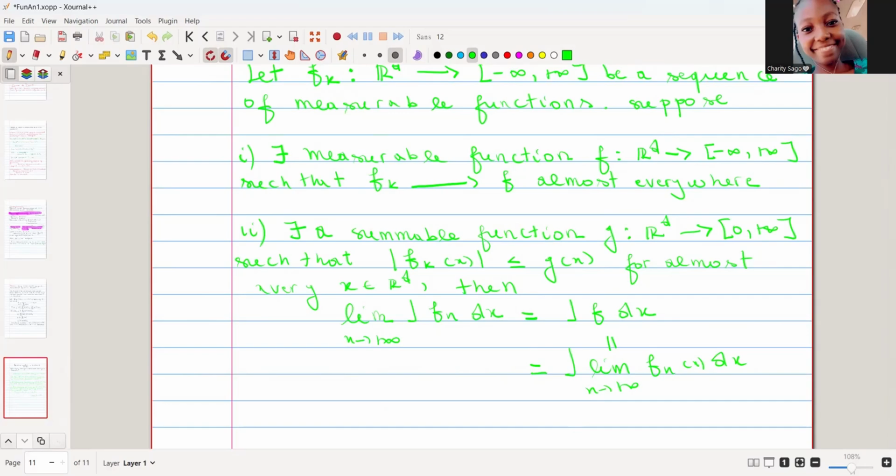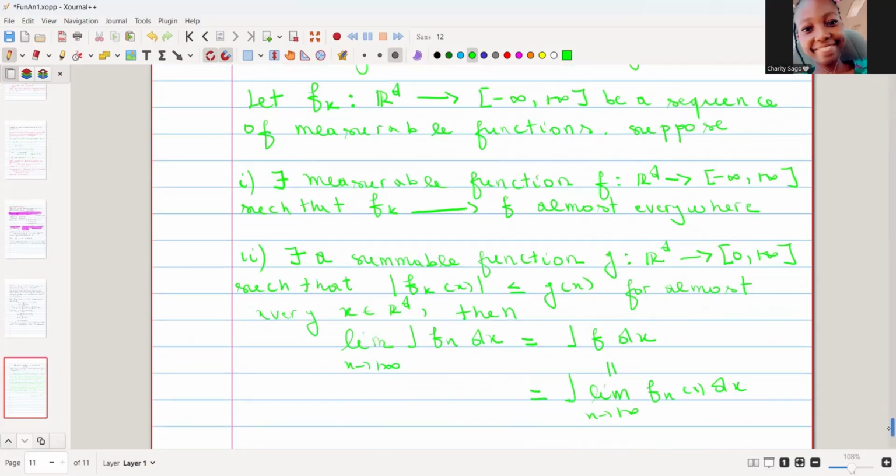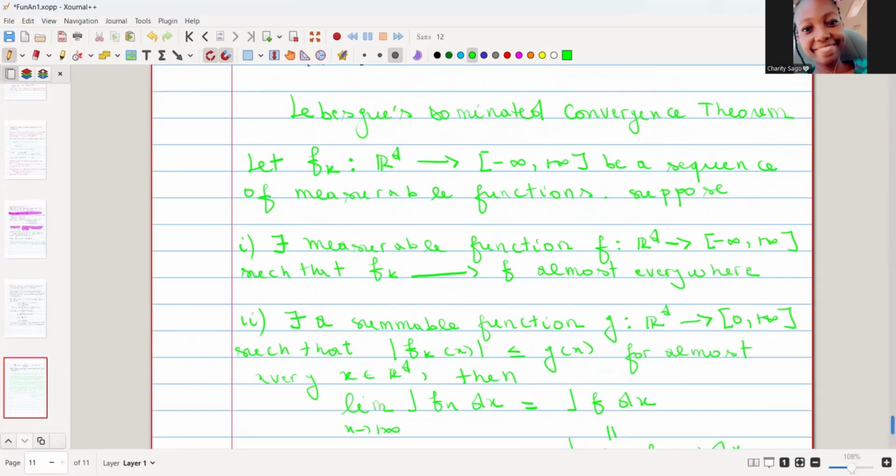So if you're asked to compute maybe a limit of a function, and the function is very difficult, you can find maybe a sequence or function which is going to satisfy everything which is here, and you're going to compute the integral as well. So this is the Lebesgue integral. This is the Lebesgue dominated convergence theorem.